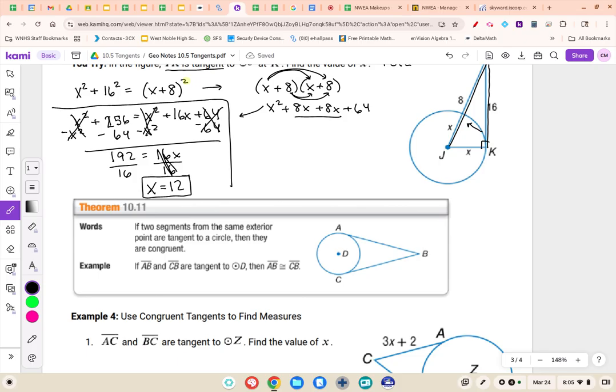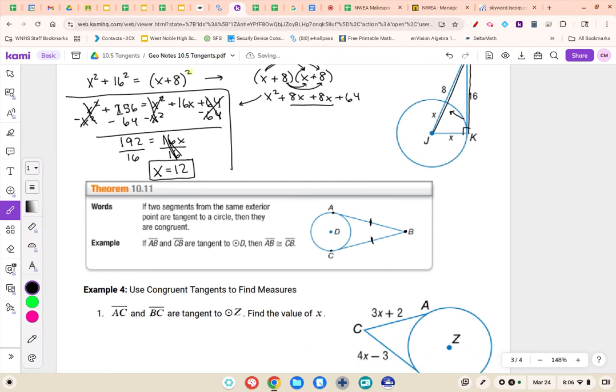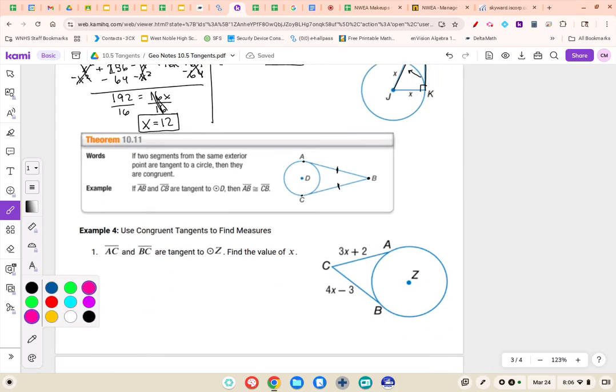Next theorem, we have 10.11. If two segments from the same exterior point are tangent to a circle, then they are congruent. So if you have two tangents, so these only touch the circle at one place each, that go to the same exterior point, you are guaranteed that these segments are congruent. Once again, eventually when we have a test, there will be one question like this.